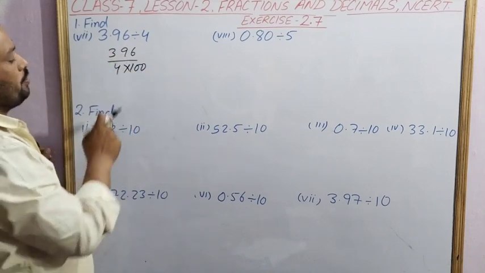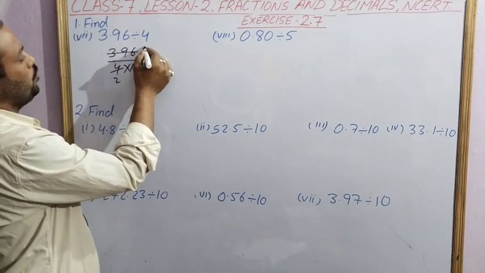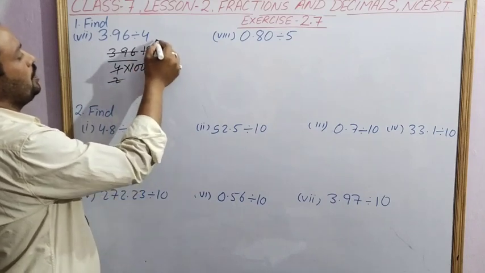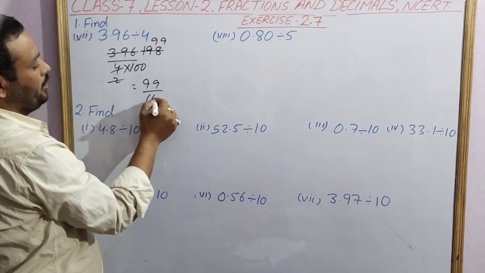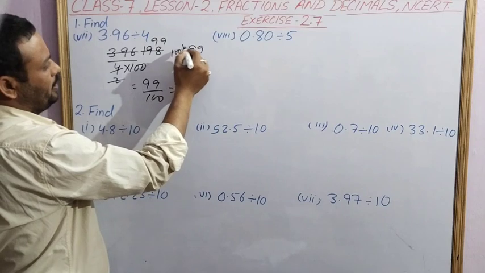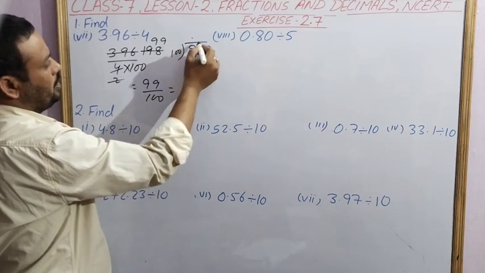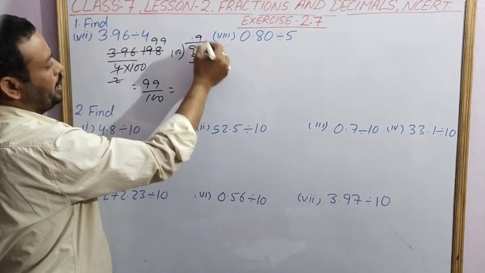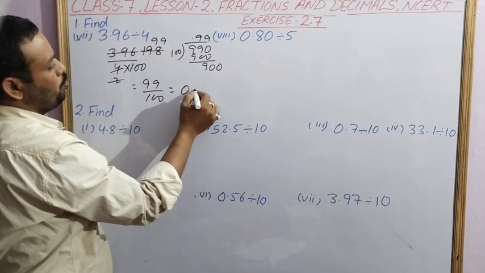Now the decimal is removed. This one is divisible by 2, this one is also divisible by 2. 2 9s are 18, 2 8s are 16, again it is divisible, 2 9s are 18, 2 9s are 18, that is 99 by 100. Dividing 99 by 100, it is not divisible, so we will put a decimal here, and 10 will take 9 times 900, again 90 will come, again 10 will take 9 times, that is 0.99.